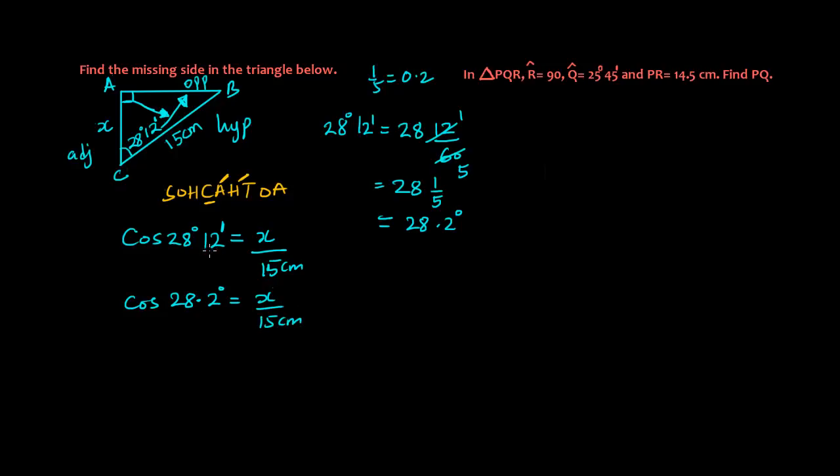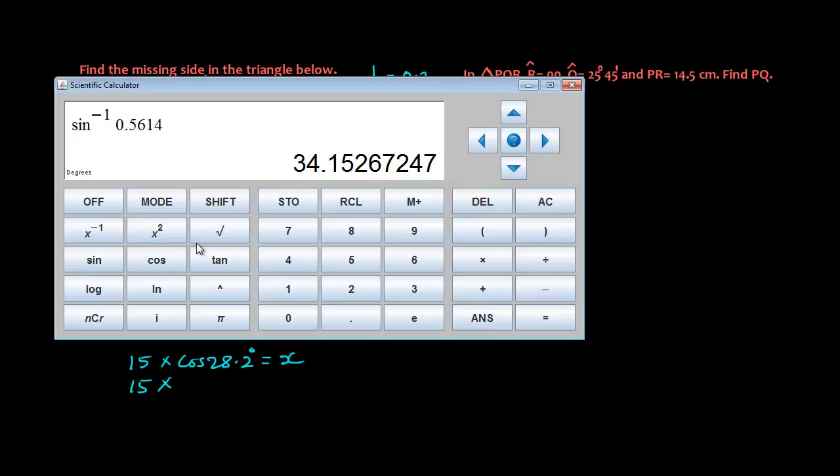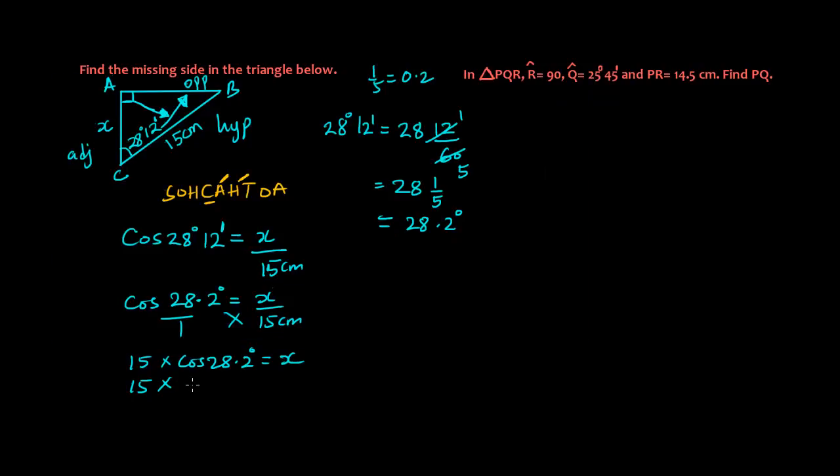So when you are given something like this, first convert the minutes to degrees. Now we can just cross multiply here to find the value of x. This would be 15 times the cosine of 28.2 degrees equal to x. So let's find the cosine of 28.2 degrees, which is 0.8813 approximately.